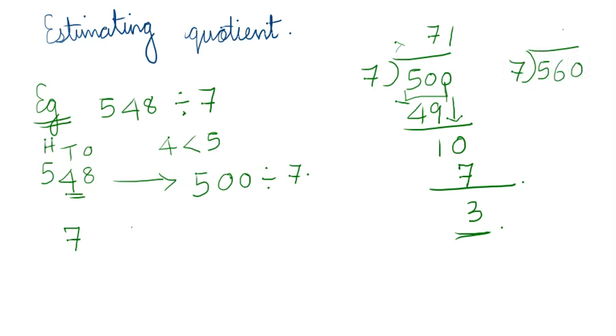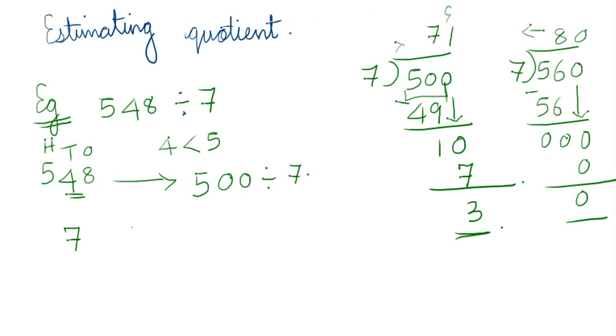So now I get 7 eights are 56, and when I am subtracting, I get 0 and I bring down 0. 7 zeros are 0, and again I get 0 when subtracting. So my 80 will be my estimated quotient. So let us check if this is going to work out.